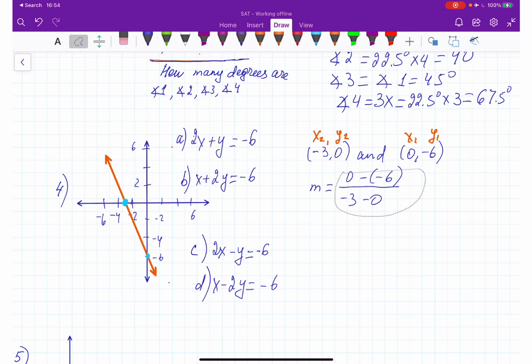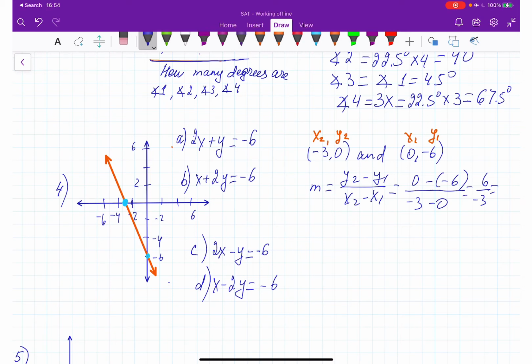Okay, I didn't want to write down the definition, but I'm going to. It is equal to y2 minus y1 over x2 minus x1. Okay, and we get, on the top it will be +6, at the bottom I have -3. It's going to be equal to -2. All right, so the slope is negative, which is true. The graph is decreasing.